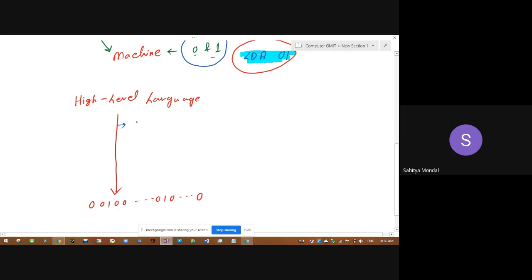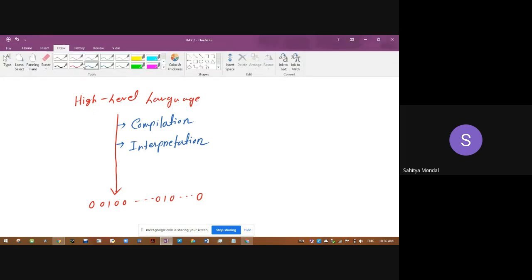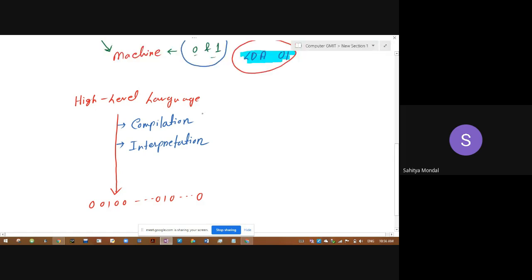So one is compilation, another one is interpretation. Both are used to convert a high level language into the machine level language. Machine level means low level, that is the streams of 0 and 1. So compilation is a process done by the unit called the compiler, and interpretation is a process done by the module called the interpreter.